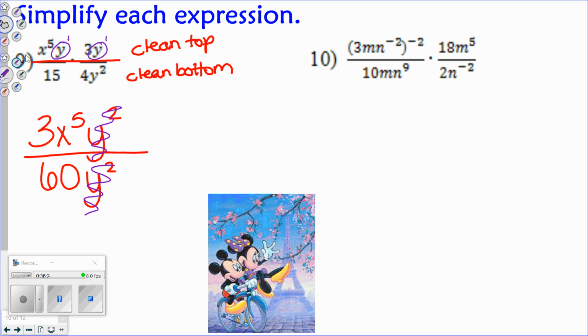All right. Good? Just like that? Or can I simplify again? 3 and 60 can both be divided by 3. So 1x to the 5th over 20. If you like the 1 sitting there, if it makes you feel better that you know you divided them both by 3, you can write the 1. Again, I'm lazy. I probably won't.